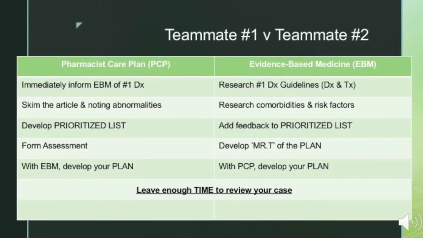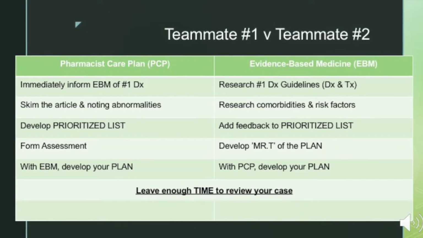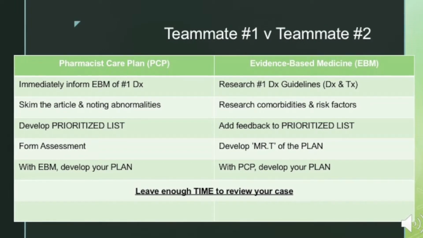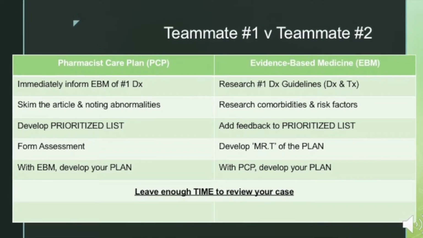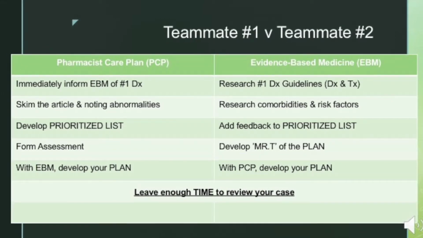First, your EBM is going to go through the case and look for the number 1 problem, or the most acute problem. I usually check the patient narrative or the diagnosis found near the end of the case to relay that information to the EBM. After that, the EBM will begin searching the number 1 diagnosis, diagnostic criteria, and the treatment guidelines.